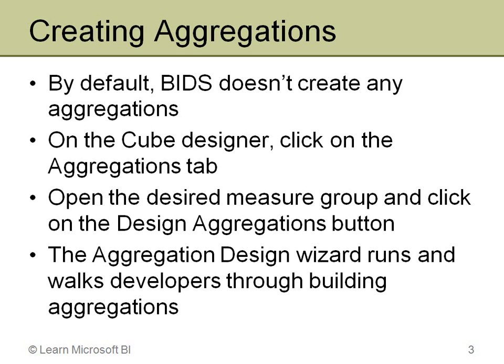You actually have to go in, and in 2008 there is now an aggregations tab, which did not exist in 2005. Once you get into the aggregation tab, you choose the measure group you're interested in, and then there is a design aggregations button, or you can also right click, and I'll show you the various ways of launching this. But whatever you do, using the button on the toolbar or using the right click method, you'll launch the Aggregation Design wizard. And that walks developers through this whole process of building these aggregations.